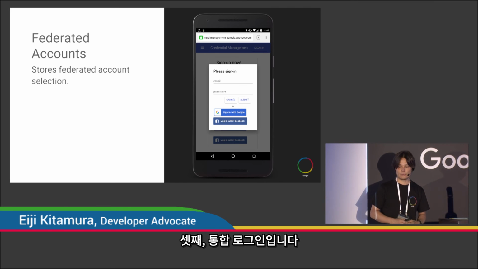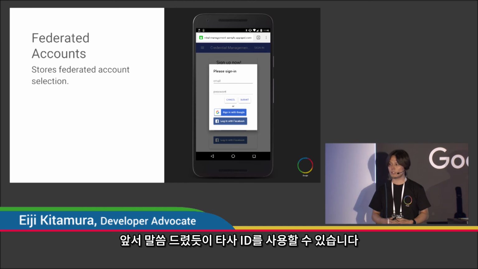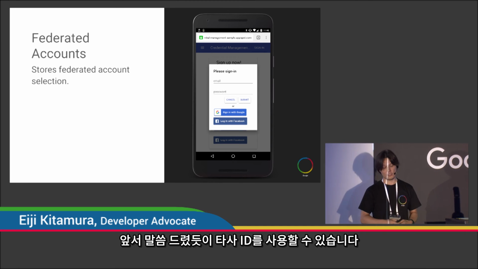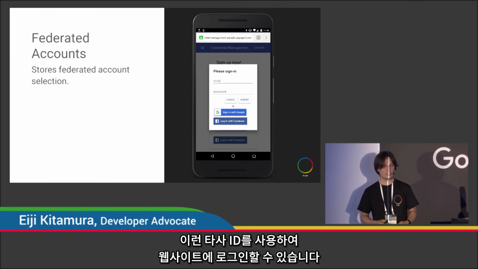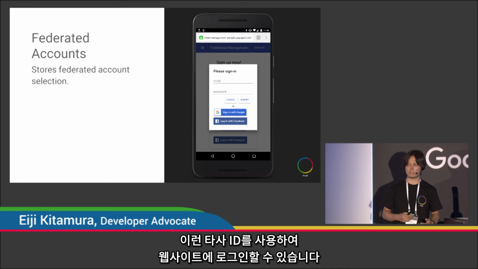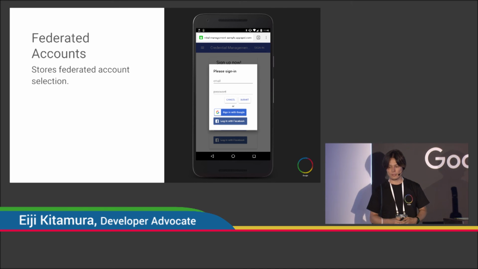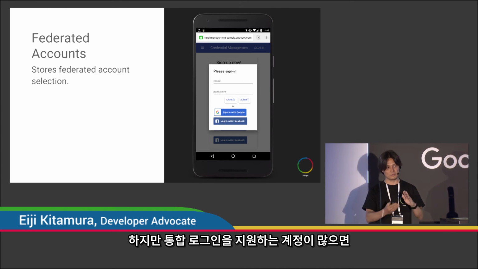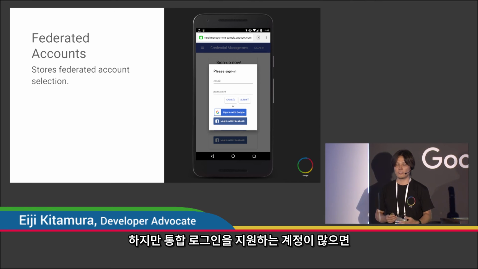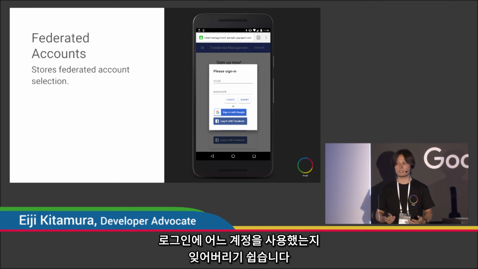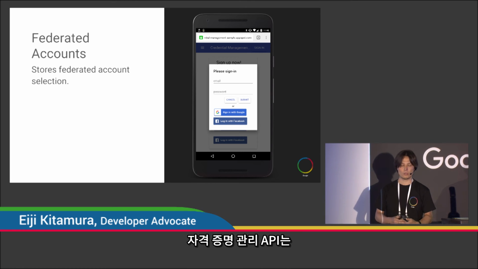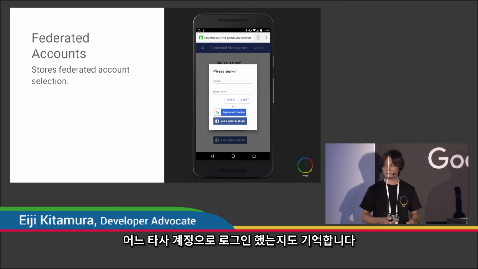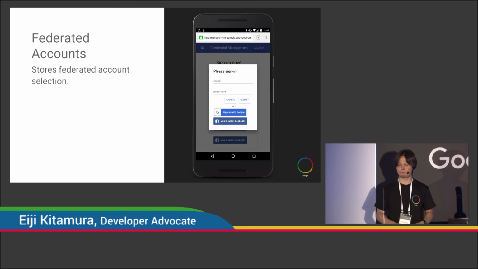And federated login. As I mentioned earlier, you can use third-party identity, like Google or Facebook or Twitter or even GitHub, to get signed into your website. But sometimes you have a long list of choices for a federated sign-in, and you can easily forget which one you used to sign in. So the Credential Management API can also store which third-party account the user has used to sign in.